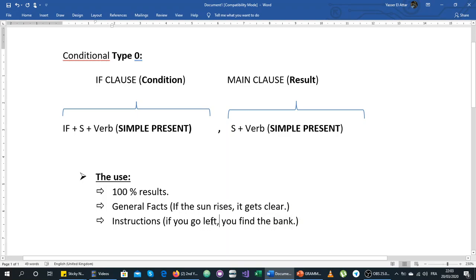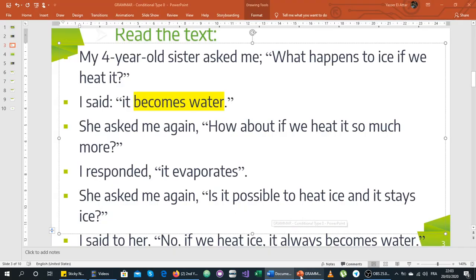What happens if you go left? You find the bank. So it is also always true, and it is what we call an instruction or giving direction or any other thing. There are other uses of conditional type 0, but we are going to focus only on these ones. Now we go to the exercise.